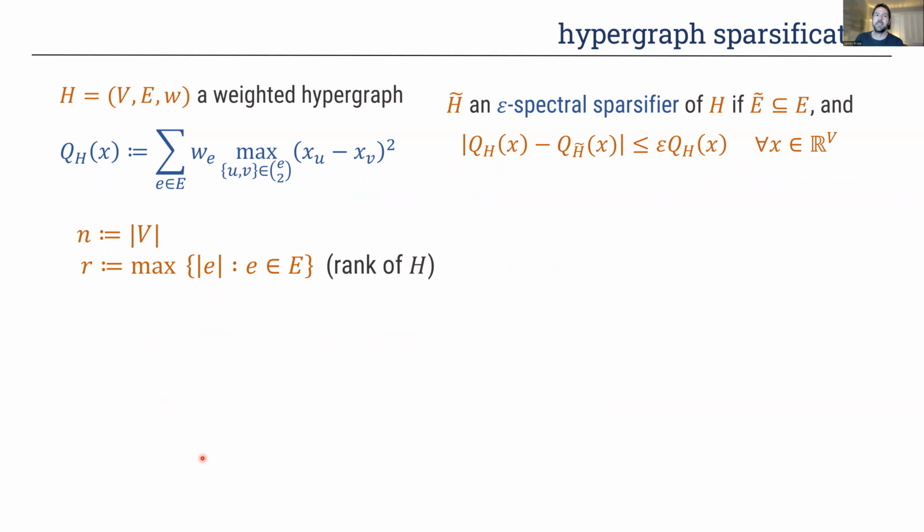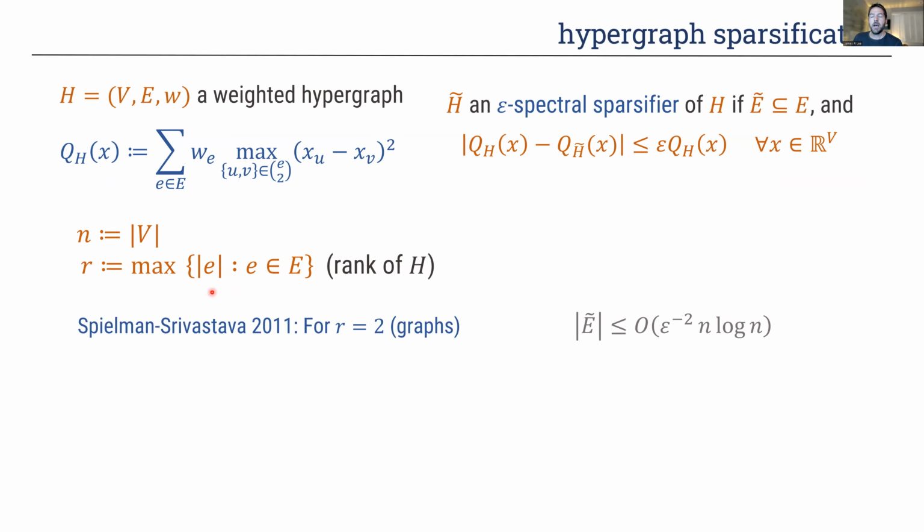So that's the setting. Okay, so here's my notation. N is the number of vertices. R is what's called the rank of the hypergraph, the maximum cardinality of any hyperedge. And then here are some known results. As a baseline, one should consider what's known for graphs, which is the case R equals 2.